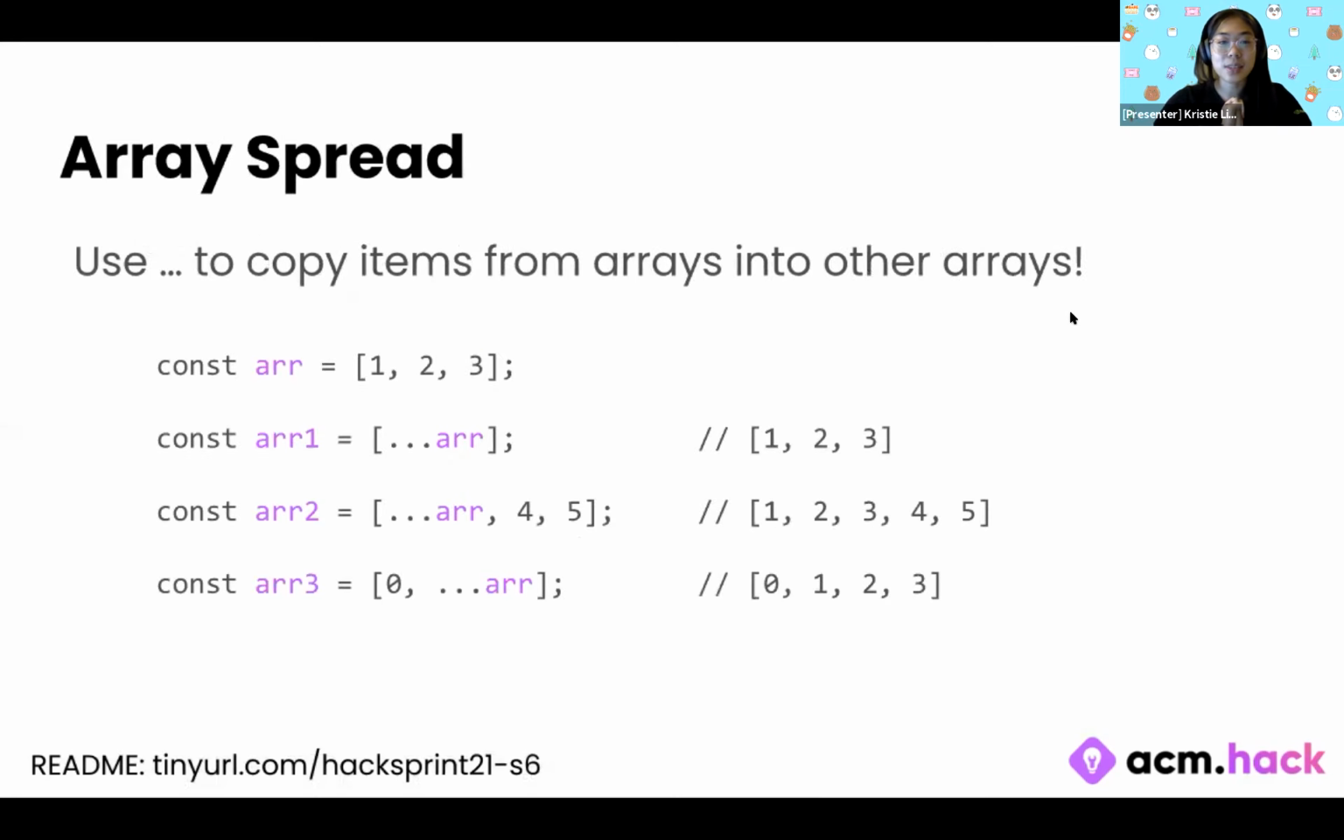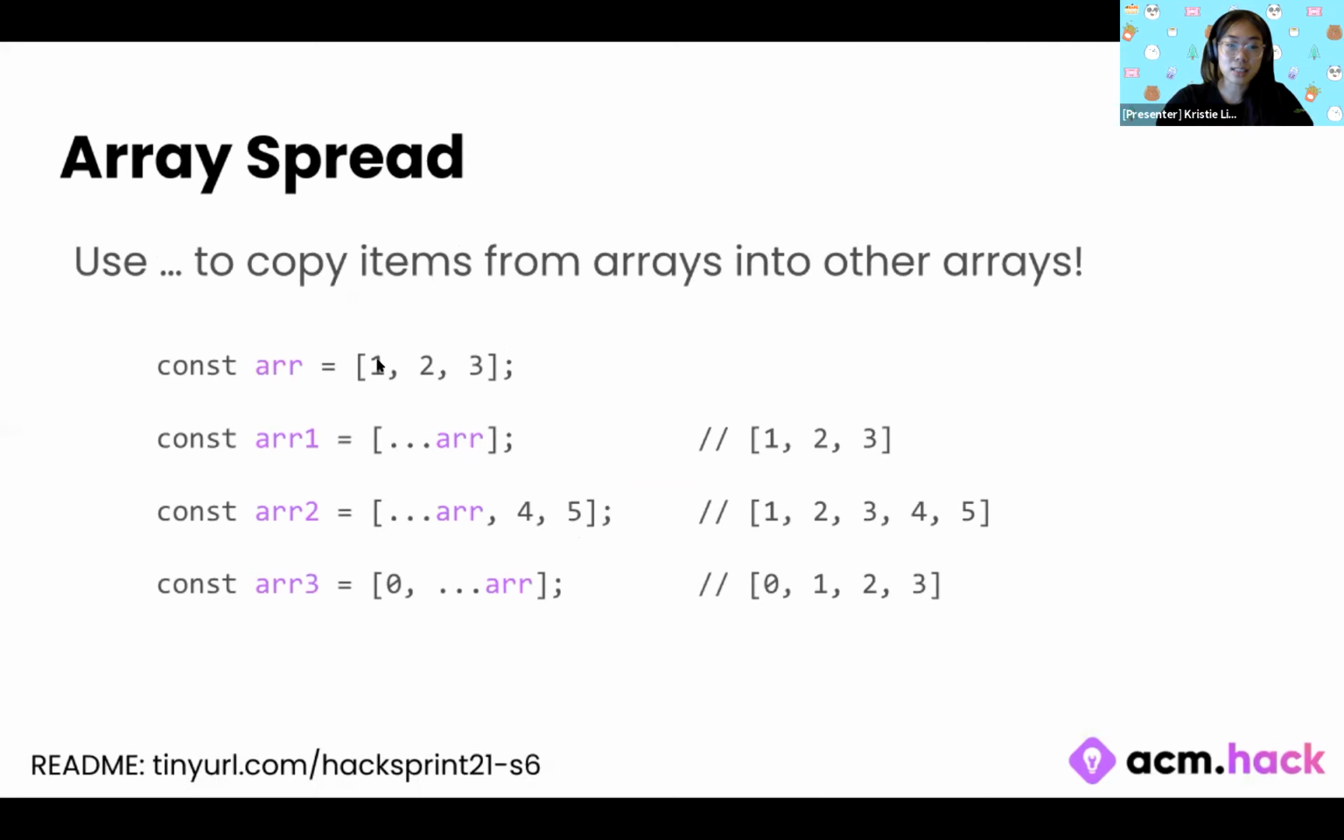All right, next we have the array spread operator, which is ..., and it's just an easy way to copy items from arrays into other arrays. So usually maybe you would use a for loop to go through an array to copy it into another array, but the real quick way to do this is with the array spread operator. So here's an example. You just put ... and then the name of the array that you want to copy.